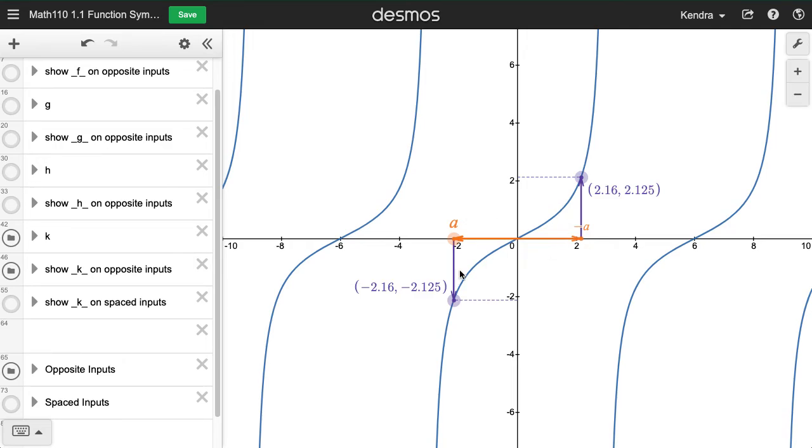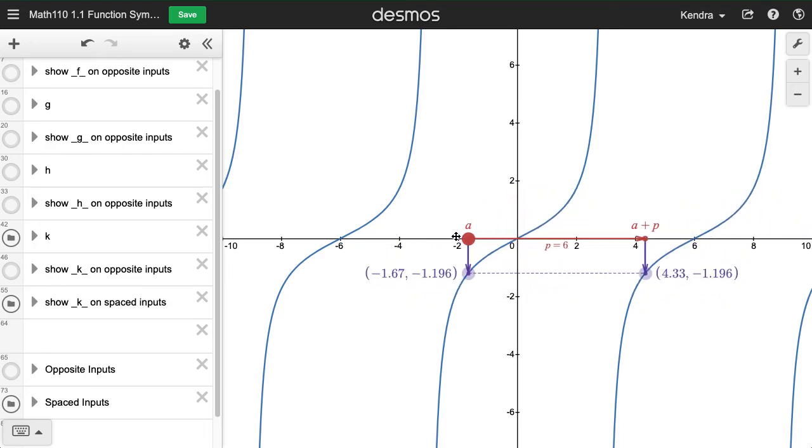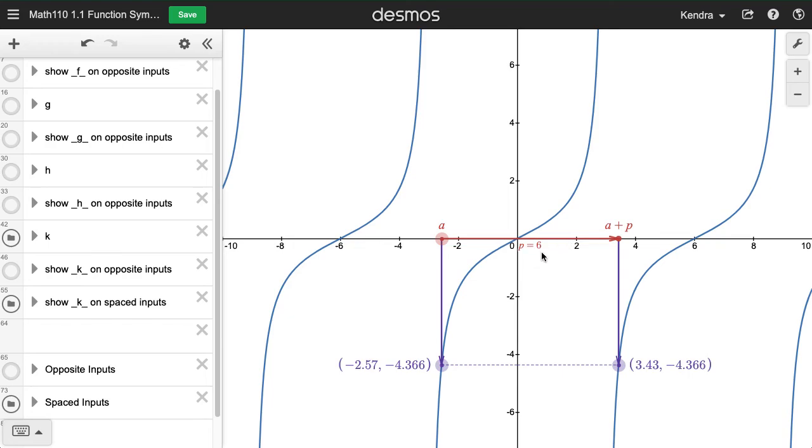But there's another symmetry happening here too, which is that there's this repetition. The function is being repeated over and over, and that's a different type of symmetry. So instead of opposite inputs, we're going to look at spaced inputs and show k on spaced inputs. We see that if I space my inputs apart by 6 units, then my outputs are the same.